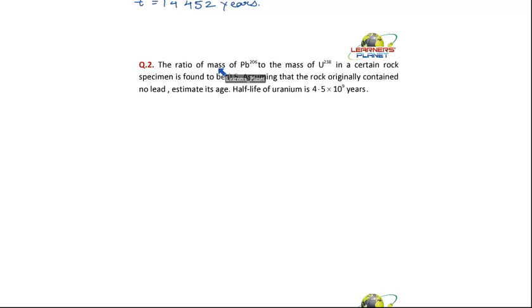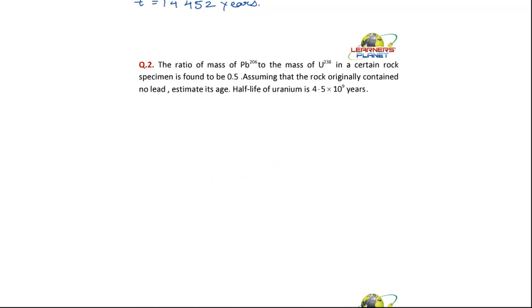The ratio of mass of lead-206 to the mass of U-238 in a certain rock specimen is found to be 0.5. Assuming that the rock originally contained no lead, estimate its age. Half-life of uranium is 4.5 × 10^9 years.